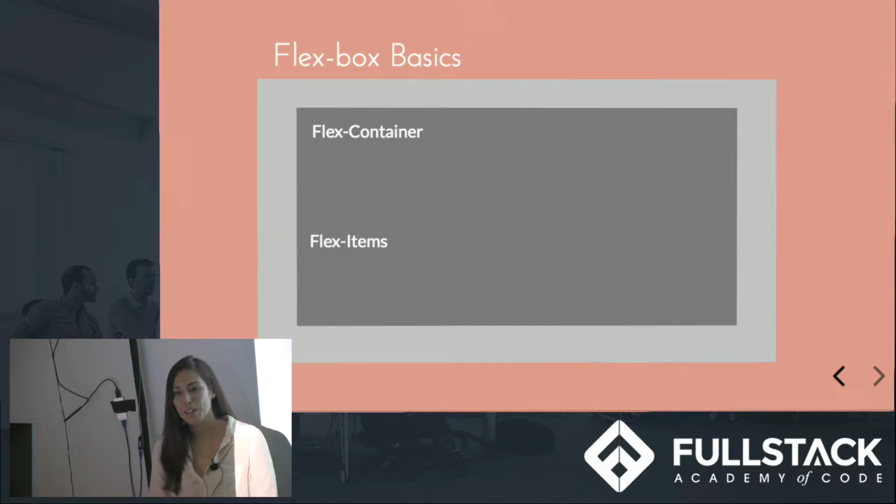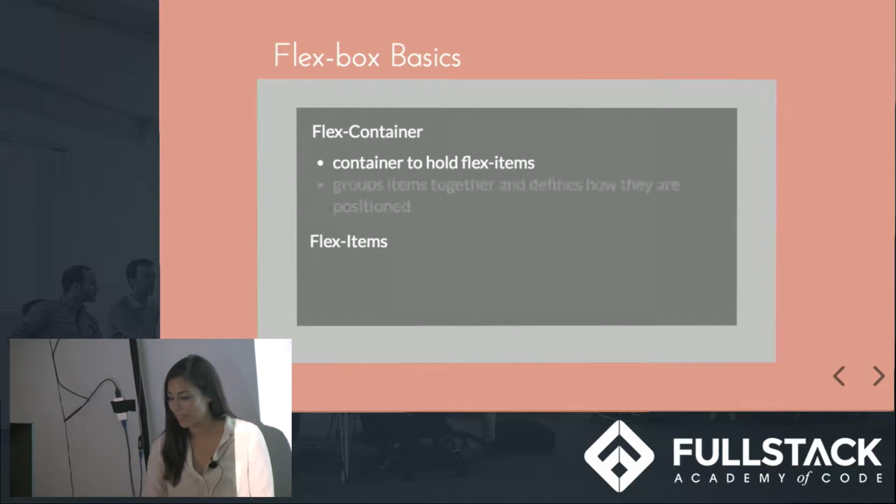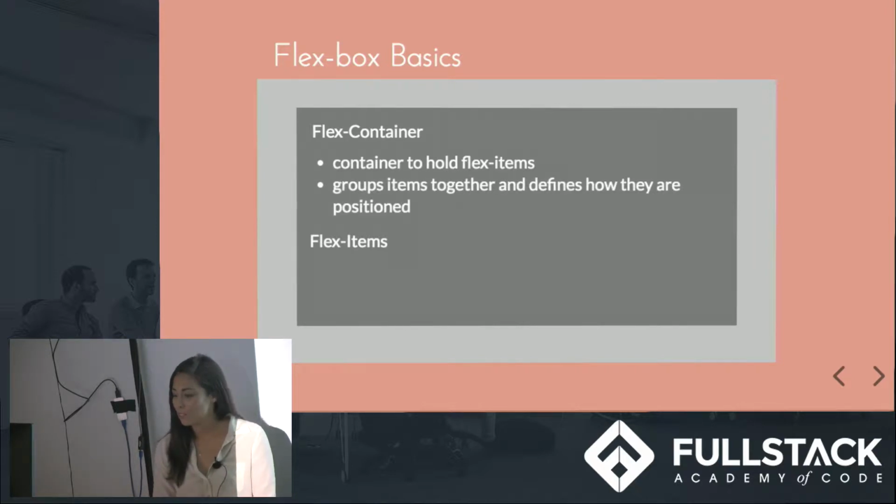If you remember nothing else from today, remember this. Flexbox layout is composed of flex containers and flex items. Flex containers are just that. They're big containers that hold flex items. The job of the container is to group the items together and define how they are positioned.